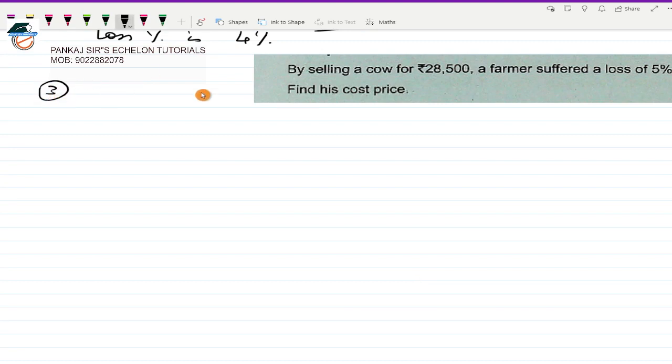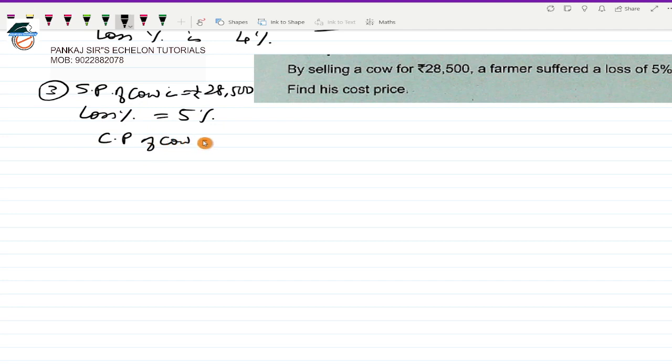Example number 3 says that by selling a cow for rupees 28,500, so the selling price of the cow is rupees 28,500, a farmer suffered a loss of 5%. So in this, the loss percentage is 5%. Find his cost price. So you have to find the cost price of the cow. Let us take this as X.